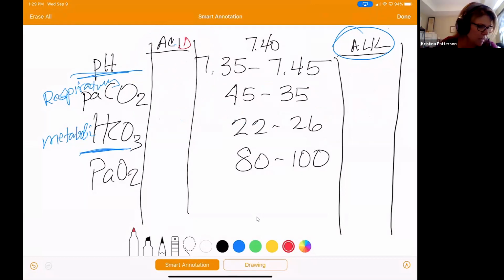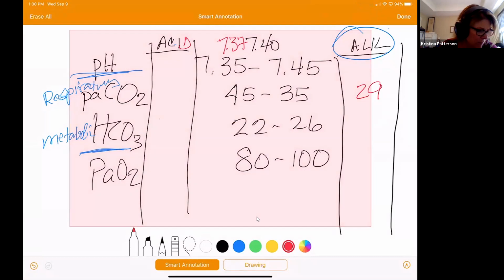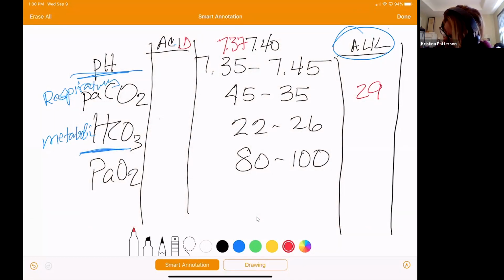All right, we have a pH of 7.37, so that's right here. And we have a PaCO2 of 29. And we have a bicarb of 17. So remembering this number, 7.37, is on the acidotic side. It's on the left of our magical number, okay? So here's the match.